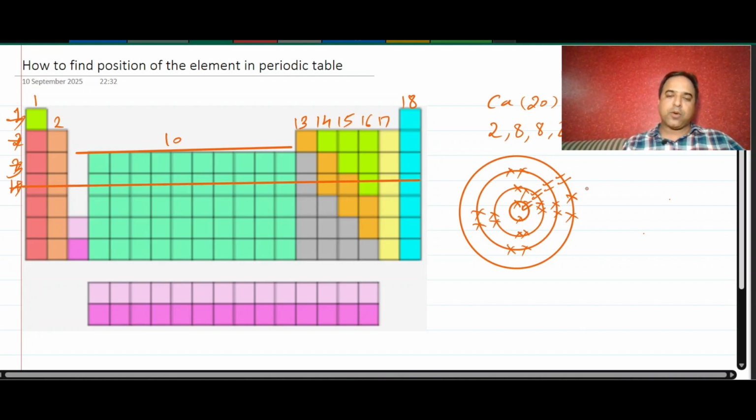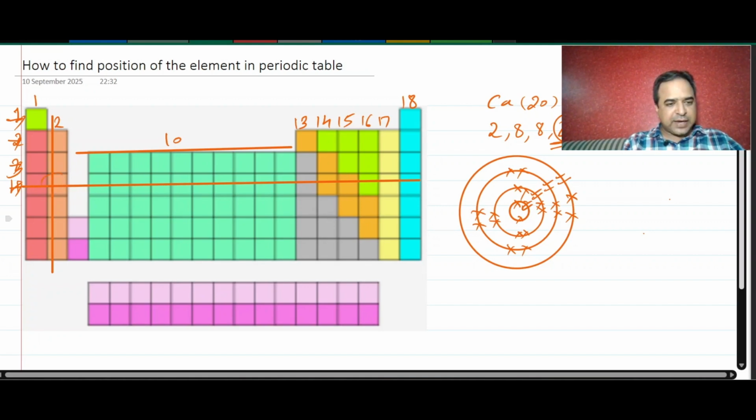Okay. Now, you need to focus on the number of electrons present in the last shell. How many are they? They are 2. So, the number of electrons present in the last shell, or valence shell electrons, is deciding the vertical column or group. So, that is going to be the second group. Why second group? Because it has 2 electrons in the last shell.